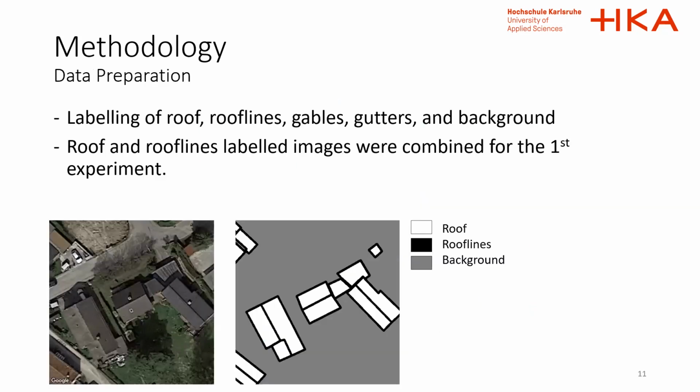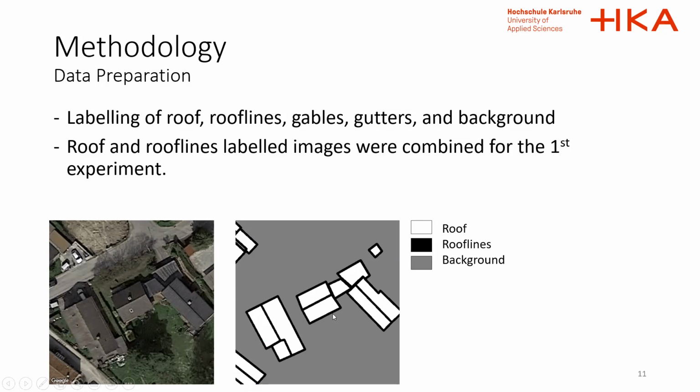So my main task is this one. You can see here we have the labeling of the roof lines, which are these black lines, and the white area is the roof, and these are the background. The outer part is the background. Also, the center lines are called gables. And the outer line, where the rainwater will be collected, is known as the gutter.